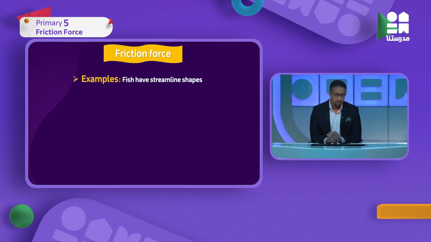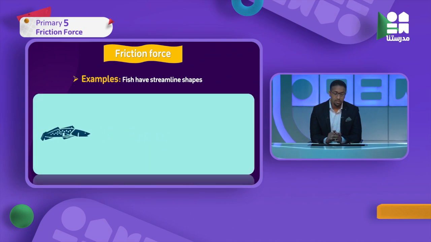We have many examples on this part. Like a fish have streamlined shape. Why fish have streamlined shape? They want to move or to swim in water very easily and by high speed. So this design called streamlined shape to reduce surface area, so the water resistant decrease.